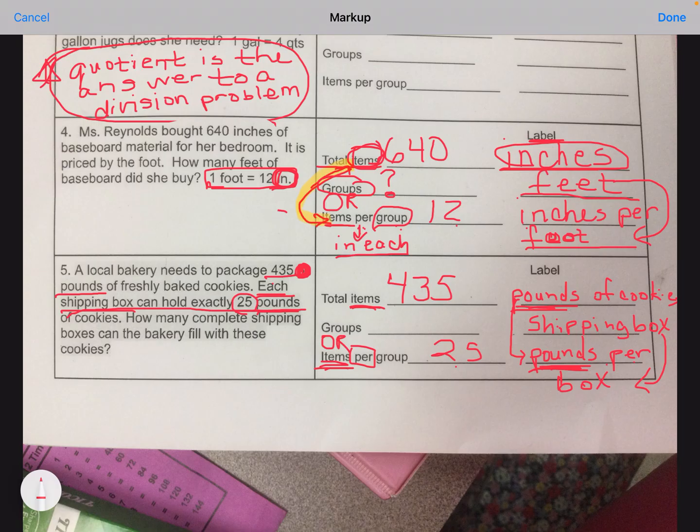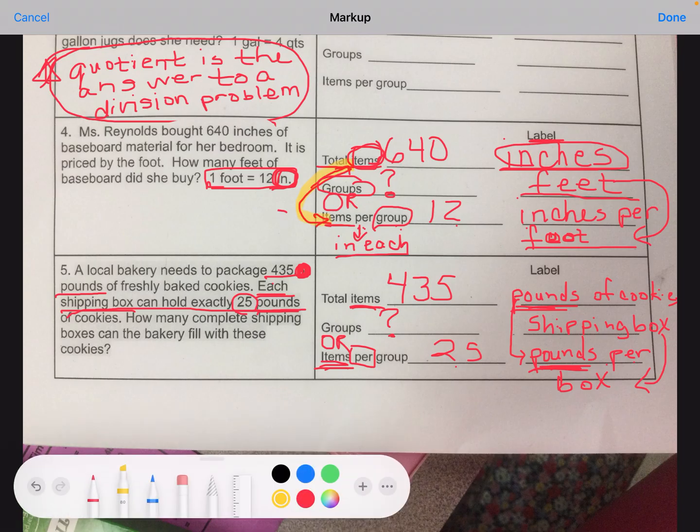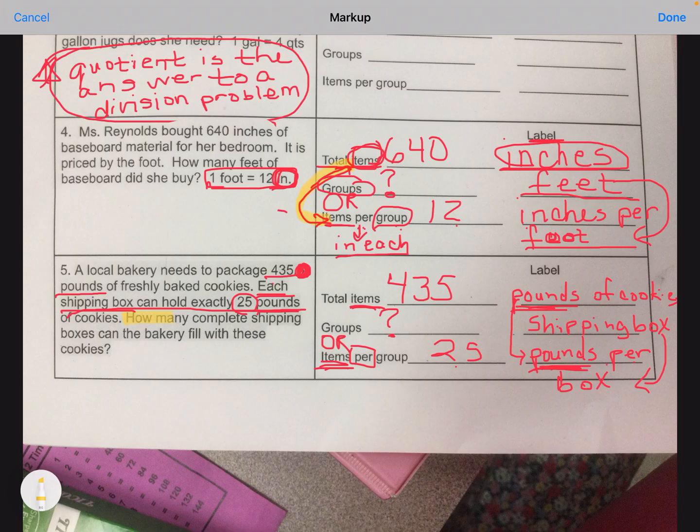All right, so that means I do not know, because I can't have all three numbers, I do not know how many groups there are. I do not know how many shipping boxes. That should be my question. Let's look. We're going to highlight the question. How many complete shipping boxes can the bakery fill with these cookies?